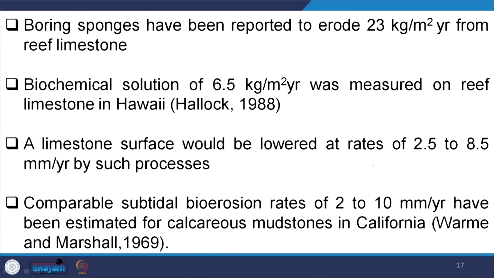Some of these salient features are here. Boring sponges have been reported to erode 23 kg per square meter per year from reef limestone. Biochemical solution of 6.5 kg per square meter per year was measured on reef limestone in Hawaii. A limestone surface would be lowered at a rate of 2.5 to 8.5 millimeters per year by such bioerosional processes. Comparable subtidal bioerosion rates of 2 to 10 millimeters per year have been estimated for calcareous mudstone in California.